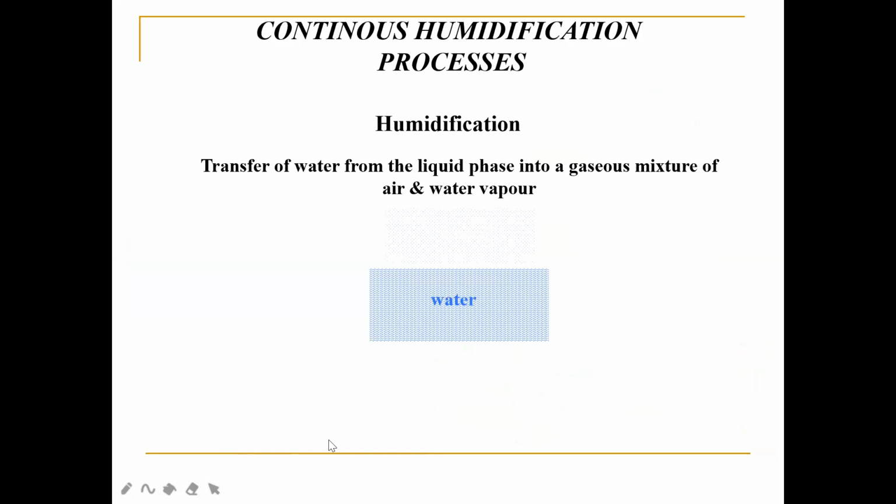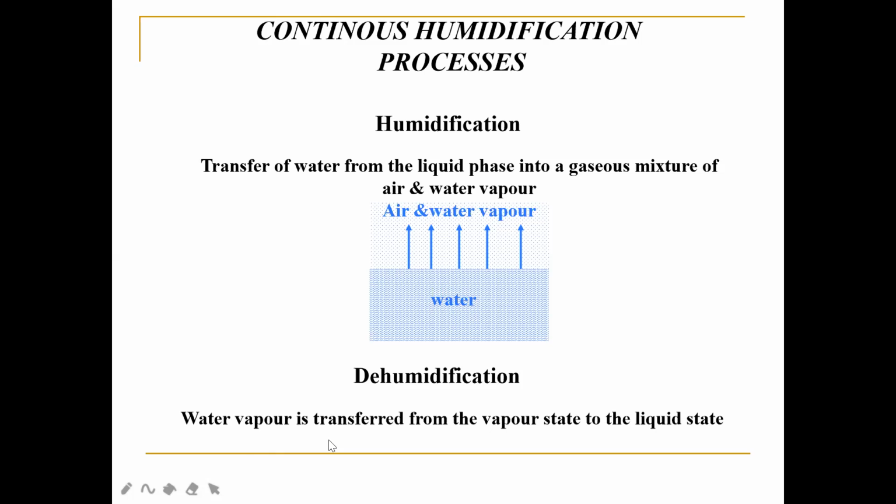This is the process that I explained to you earlier, and how the humidification process happens. In the process of humidification, there is a transfer of water from the liquid phase into a gaseous mixture of air and water vapor. The water will be transferred into the space above its surface, which is occupied by air and water vapor. Air is a gas, and water vapor is also a gas phase. Because of its volatility and the condition of the space above the surface of the water, it will evaporate and change into water vapor.